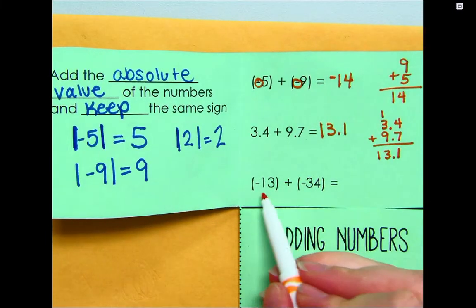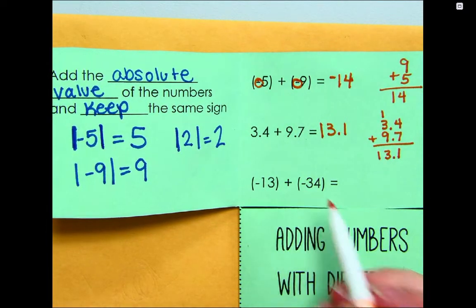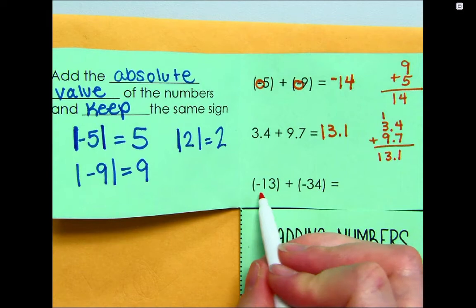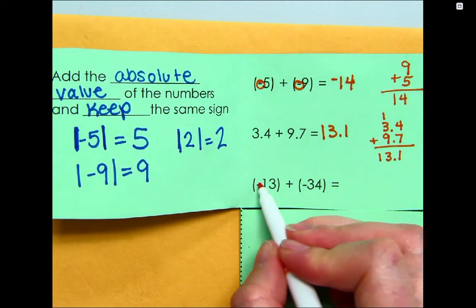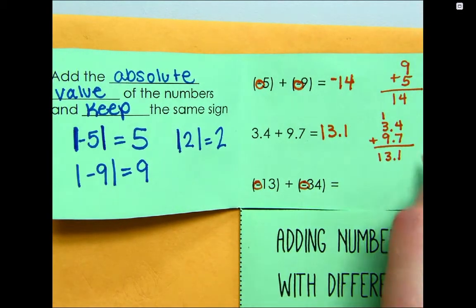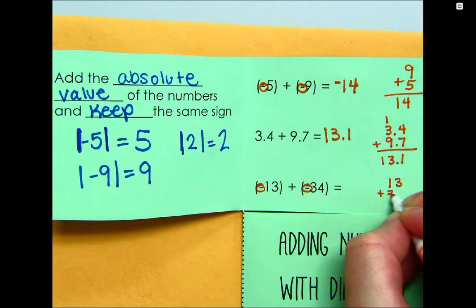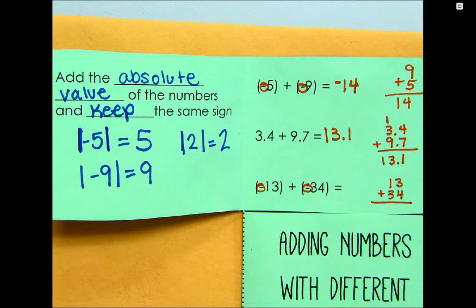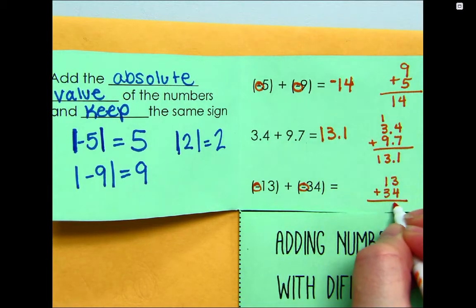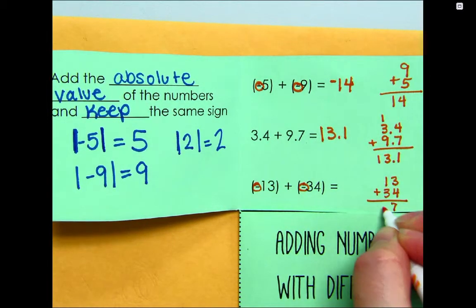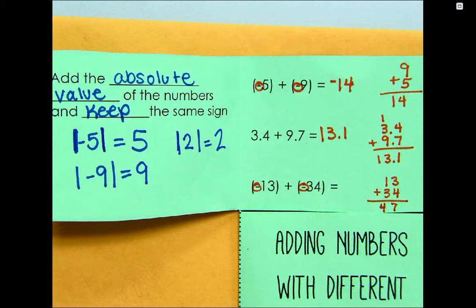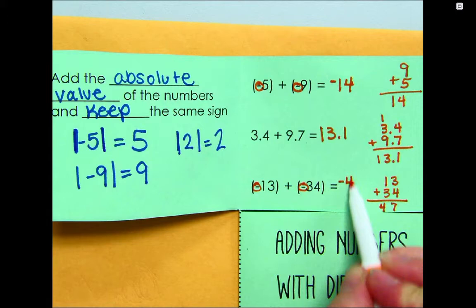Okay, the next one we have -13 plus a -34. So they are the same sign, so they're both negative. So we are just going to add 13 plus 34. So 3 plus 4 is 7. 1 plus 3 is 4. And we are going to keep that negative. So this is a -47.